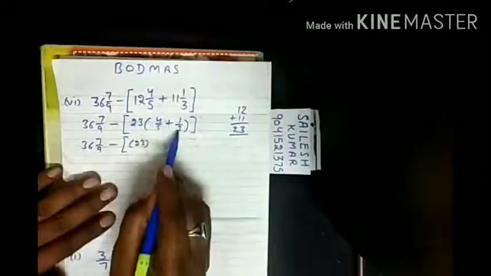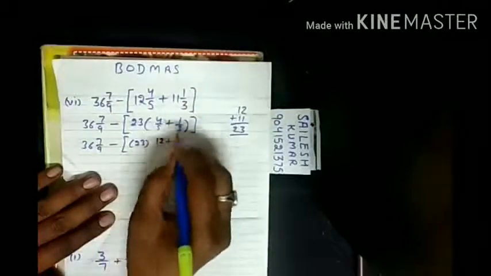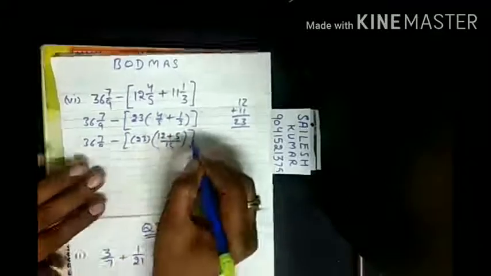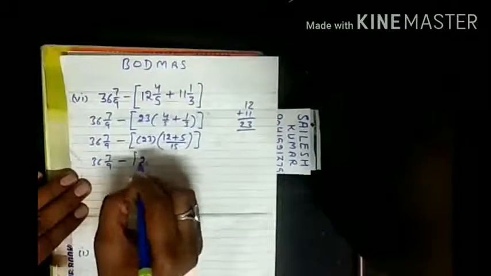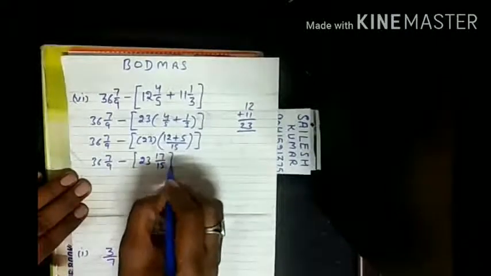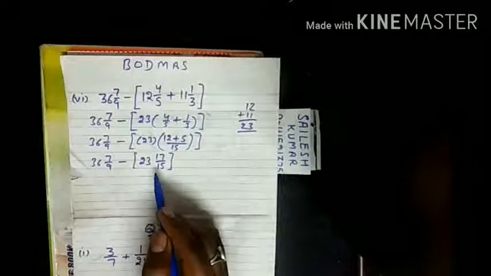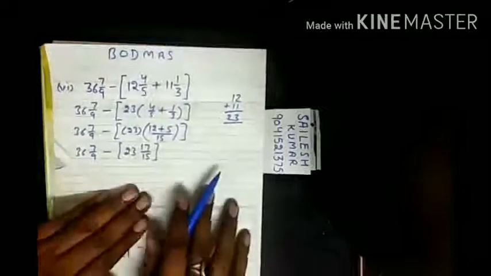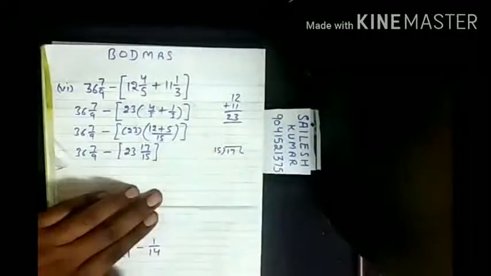and here we apply cross multiplication. 3 multiply 4, that is 12, and 5 multiply 1, that is 5, and 5 multiply 3, that is 15. Now 12 plus 5, that is 17 by 15. Now this 17 by 15 is not a proper fraction. This is an improper fraction. So what will we do here? We will divide and convert it into a mixed fraction.